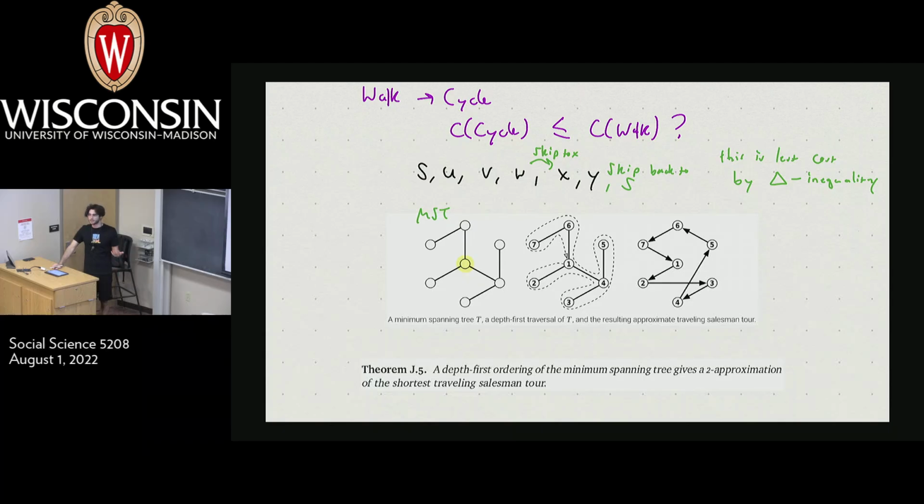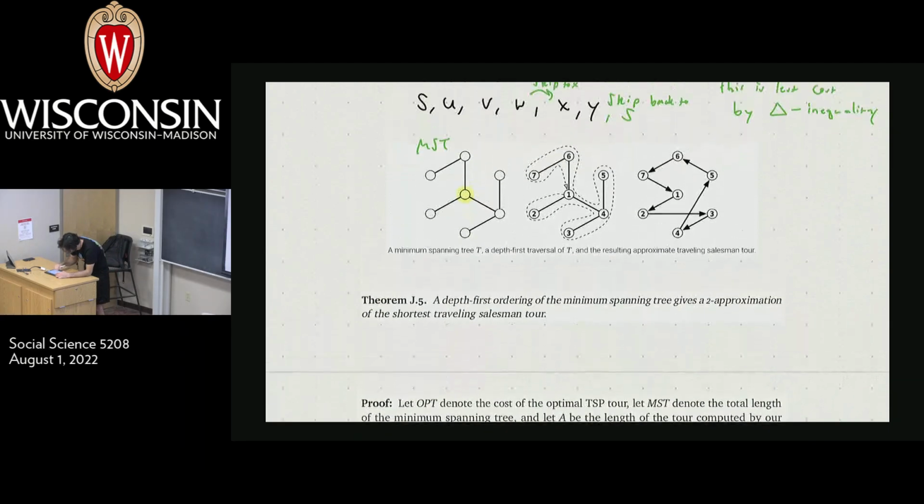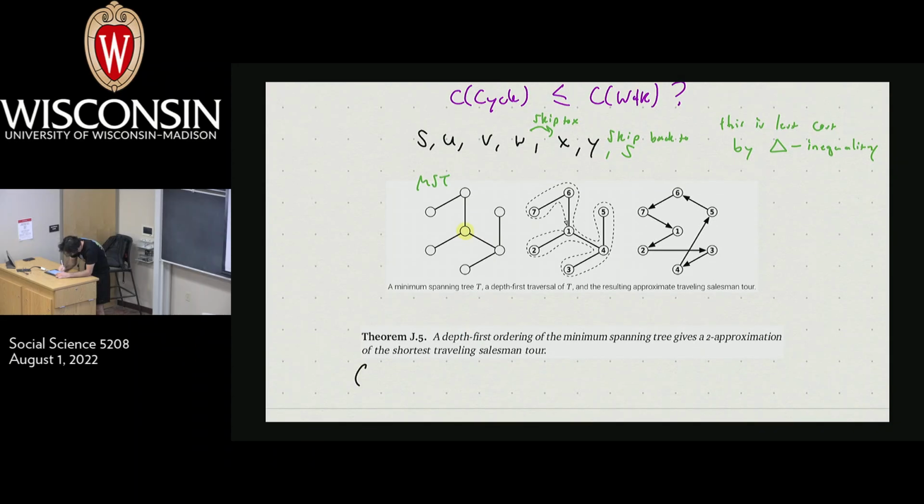So we compute an MST. Do a DFS to pick labels or to pick an ordering of the nodes. And then we follow the order and use skips if needed.